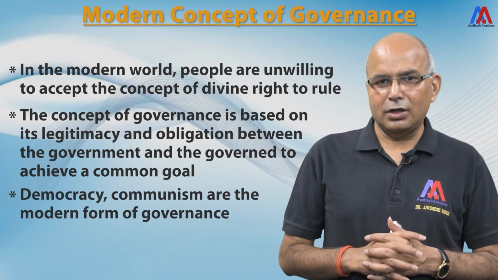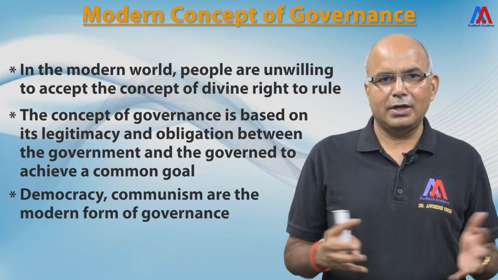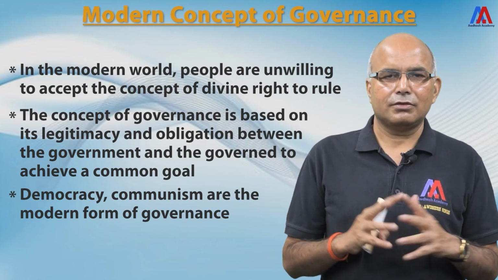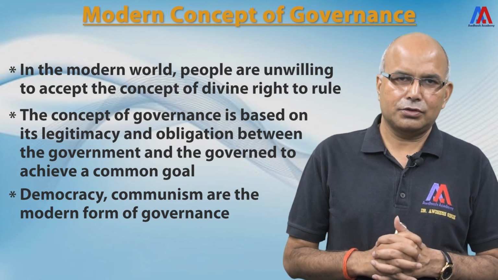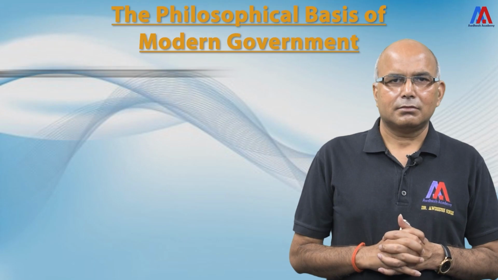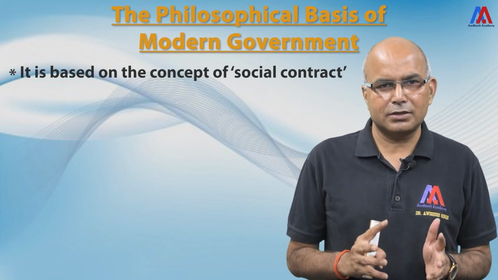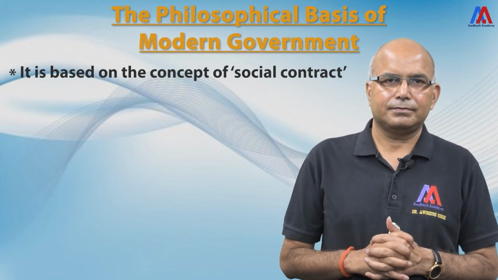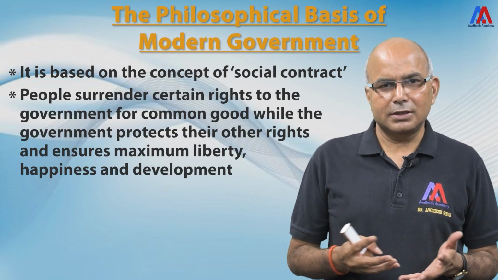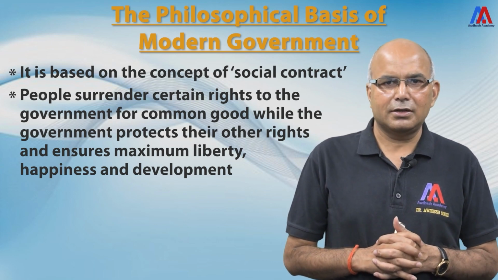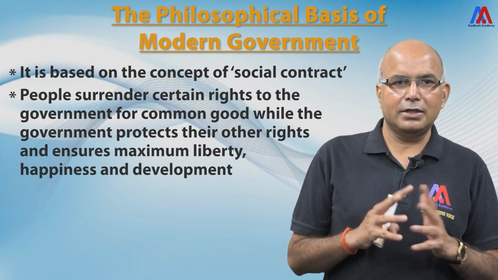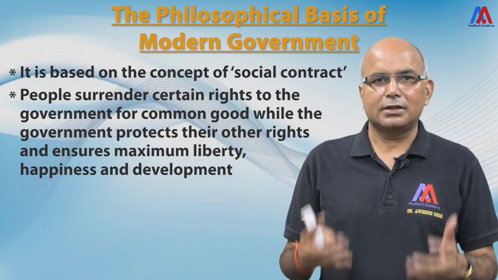Now, when we talk about the modern form of governance, in modern times we have democracy and communism. These are the two main models which are governing the world today. Now, let's understand the philosophical basis of modern government. The philosophical basis of modern government is based on the concept of social contract. Now, what is the meaning of that? The meaning is that people surrender certain rights to the government for the common good, while the government protects the other rights and ensures maximum liberty, happiness, and development.